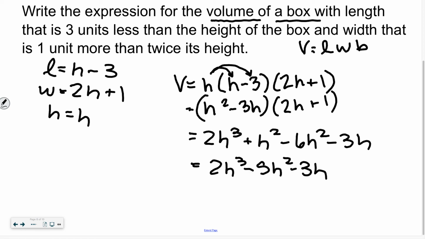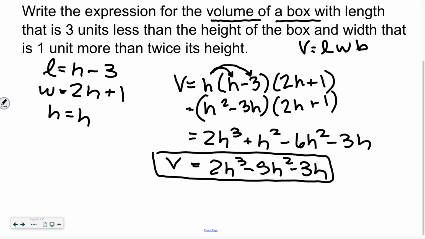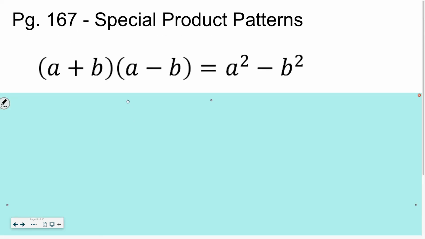That's my volume. Now this volume question is going to come back a lot. It's a polynomial, the volume, and it has 3 factors: length, width, and height. Now, you don't have to write this part down, but you might want to write down page 167, special product patterns.